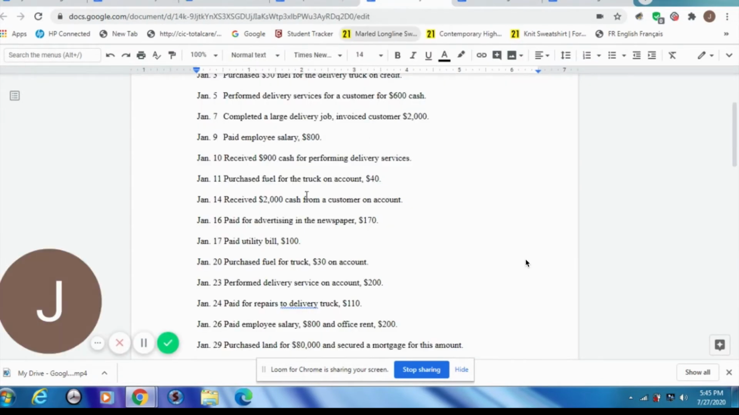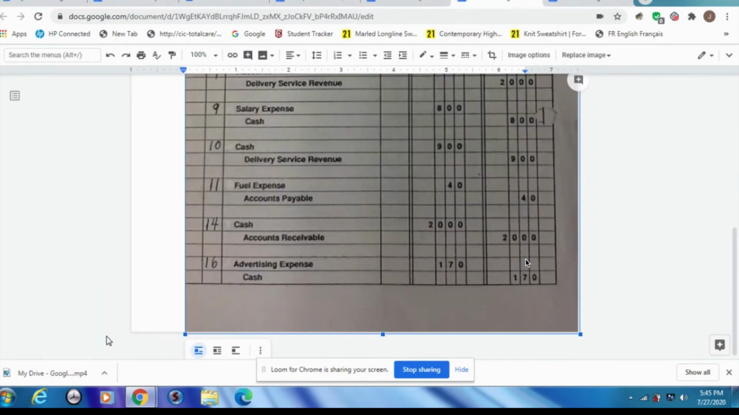Okay, leave a blank line, and we will go back and look at the next transaction. And the next transaction is on the 14th. And it says we received $2,000 cash from a customer on account. All right, so we're not making a sale here. We are receiving payment for a previous sale that we made. Okay, and so let's go to the journal and take a look at that one, and put the date in on the 14th.